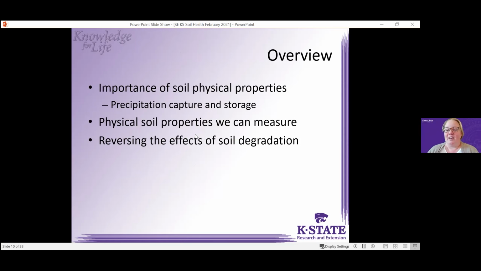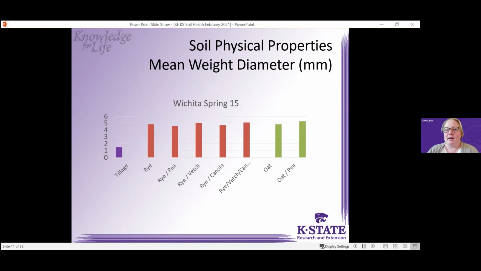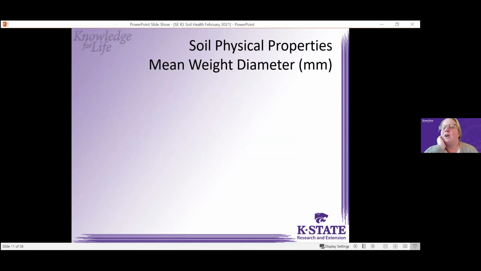So I'm going to talk about the importance, and I'm going to talk about some of the things we can measure. And just in general, the theme is about reversing the effects of degradation of soil. So mean weight diameter, when I talk about aggregate stability, sometimes I want to make sure I give some examples of this. Mean weight diameter is like the grade point average of your soil.